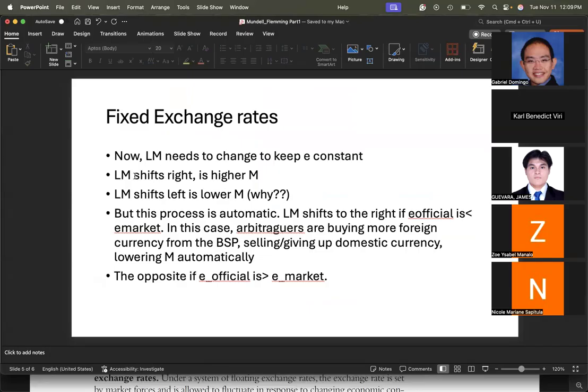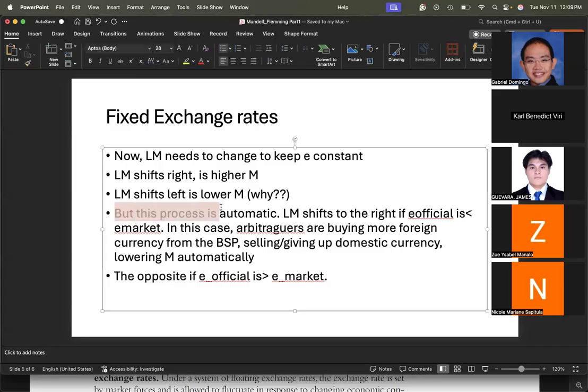Okay, so recall that LM shifts to the right with higher M, LM shifts to the left with lower M. For fixed exchange rates, it's automatic. Why? Because LM shifts to the left if E official is less than E market. Sorry, to the left. In this case, arbitrageurs are buying more foreign currency from the BSP, selling or giving up domestic currency.